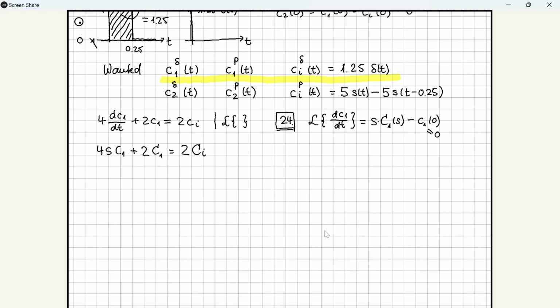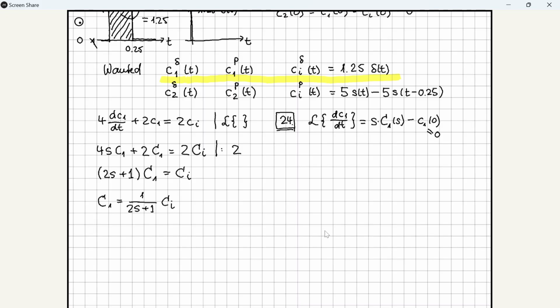And now, at this point, this is the differential equation. I haven't done anything. I can simplify it slightly by dividing it by 2, because I've noticed I've got a 4, a 2, and another 2. And so I just divide it. So I have 2s plus 1 times C1. I'm factorizing out the common term C1, equals Ci, and then I solve it for C1. C1 equals 1 over 2s plus 1 times Ci.